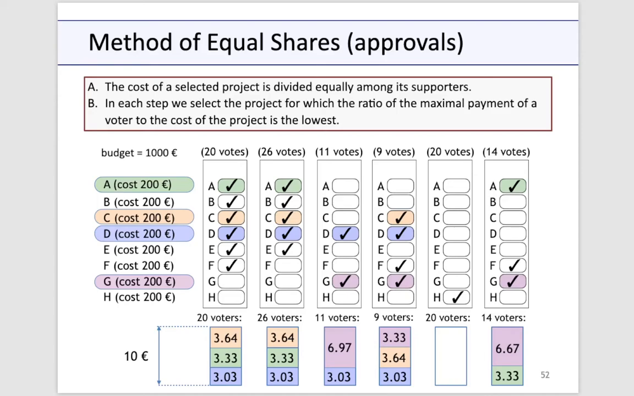We divide it by the cost of the project, that is by 200, and this value is minimal for project G among all the other projects. So this is why G is selected in the fourth round.